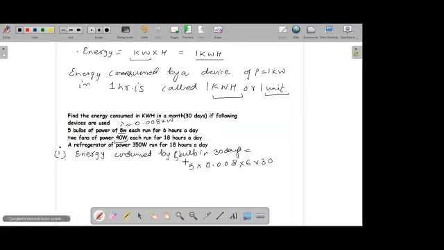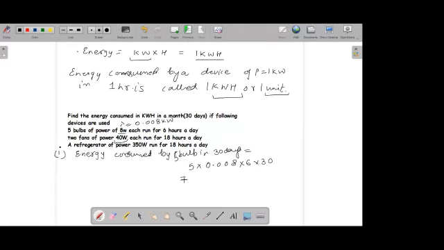Tanishka, Hasnita, is there any problem with this expression? No, sir. Amatur Rahman? No, sir. Understood. Okay. So just multiply these and see you get the answer. That is the energy consumed by this bulb.